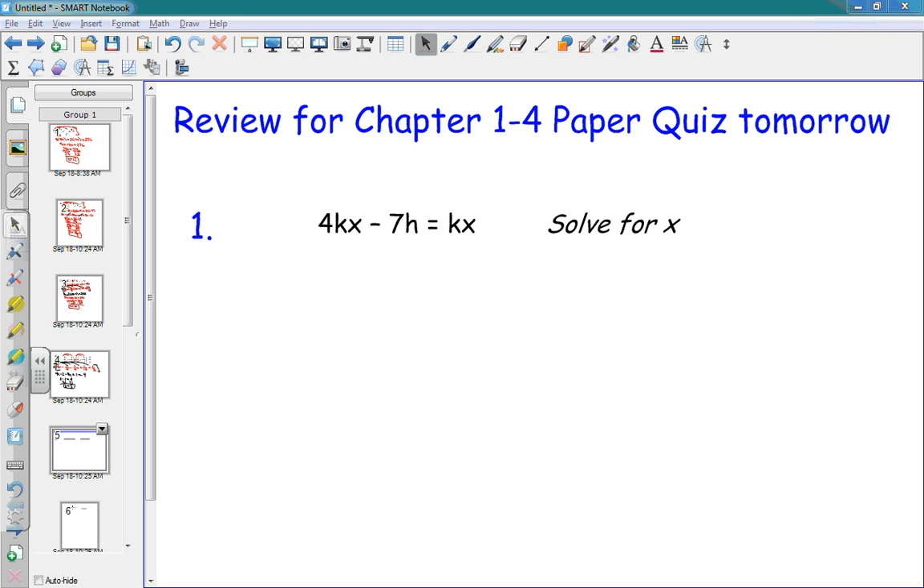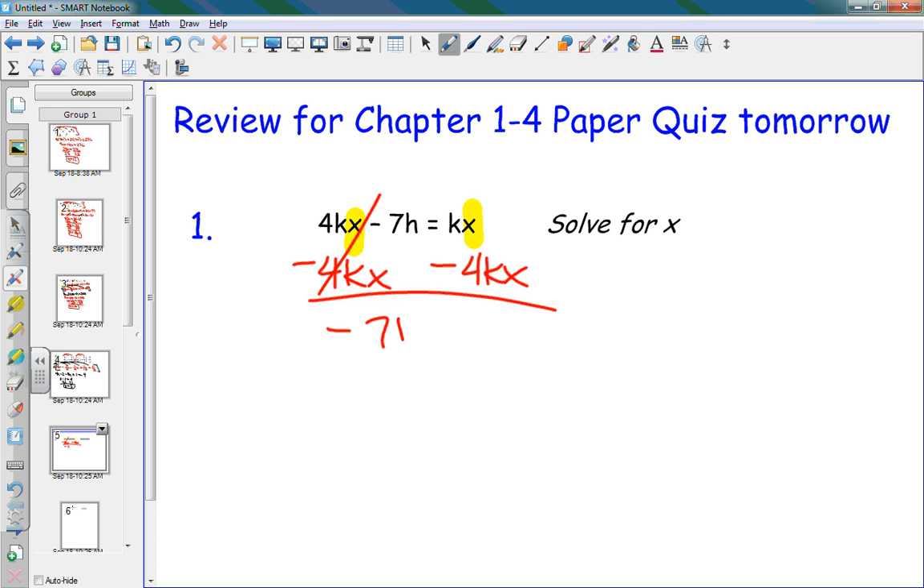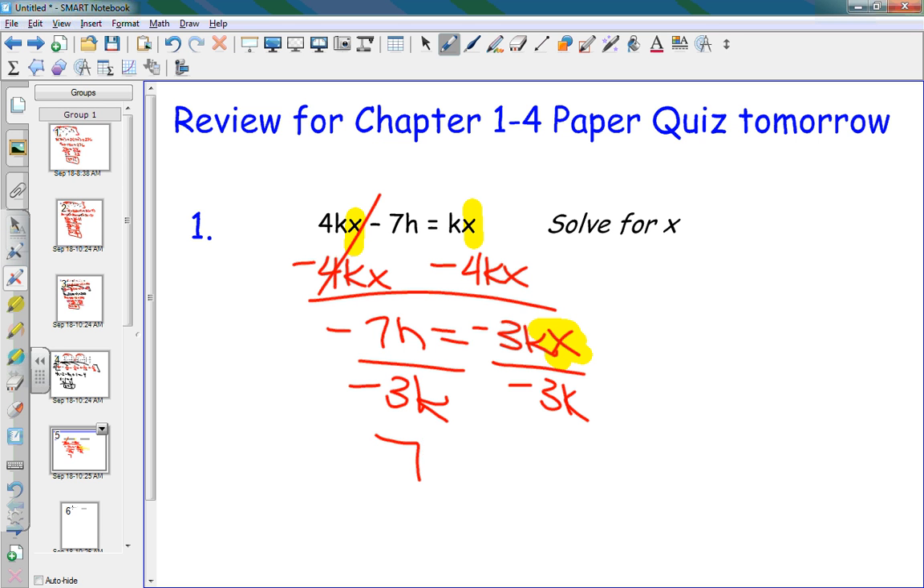Now with that said, I'm solving for x. So since I'm solving for x, how many x's do you see up there? 2 x's, so I need to bring them on the same side. So I'm going to subtract 4kx from both sides. So I'm left with negative 7h is equal to, what's 1kx minus 4kx? Negative 3kx. What am I solving for? I'm solving for x, so what's attached to it? Divide by negative 3k on both sides. The negative divided by negative is a positive 7h over 3k.